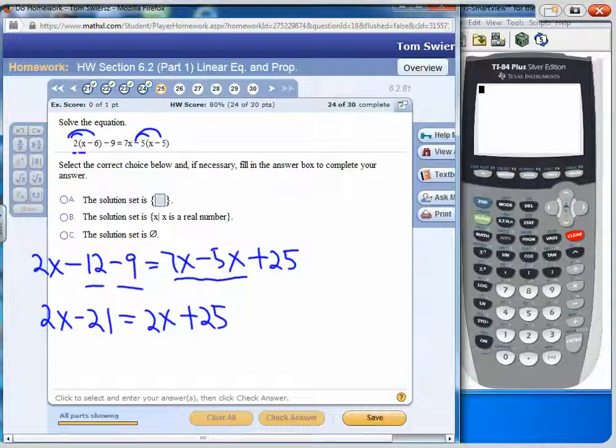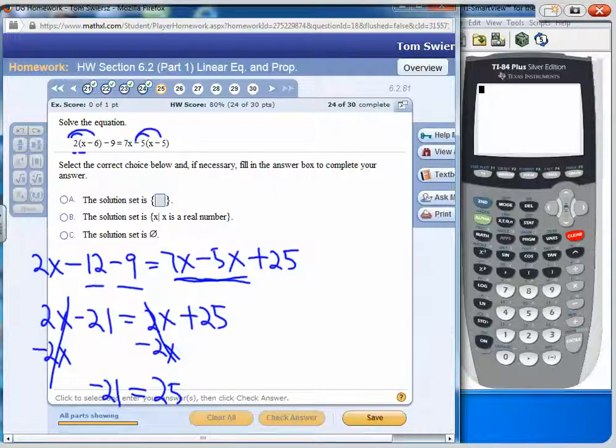So we combine the 7x minus 5x. 2x on both sides, so either way we would subtract 2x to get rid of it. So on the left side, the 2x's cancel, we're left with a negative 21. On the right side, 2x minus 2x gives us 0, so we're left with 25.